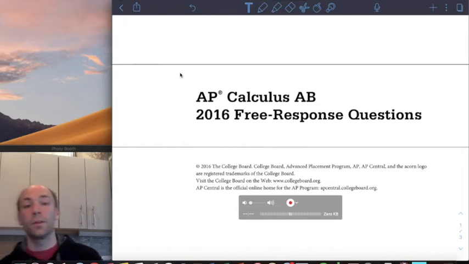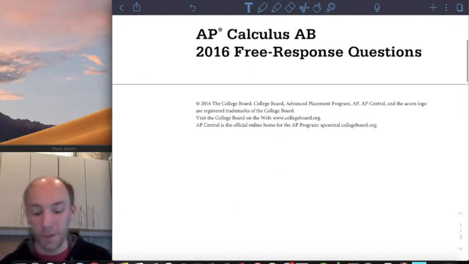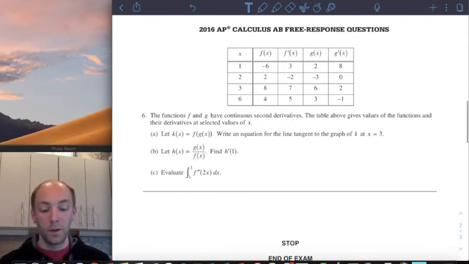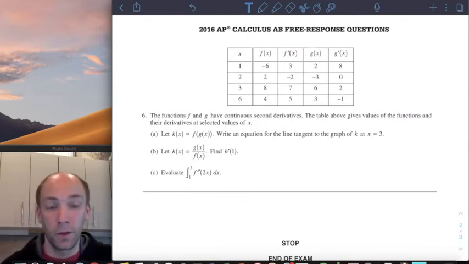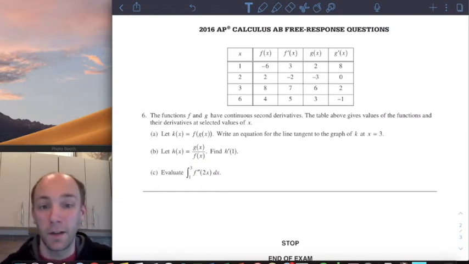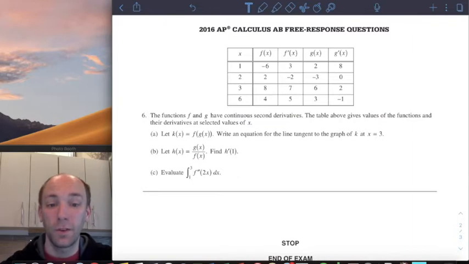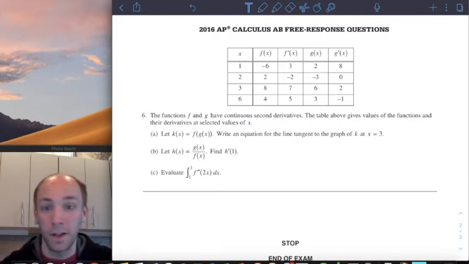Okay, we're talking about 2016, number 6. So on number 6 here, we're given a table with some original function values and some derivatives. It says the functions f and g have continuous second derivatives. The table above gives values of the functions and their derivatives at selected values of x.